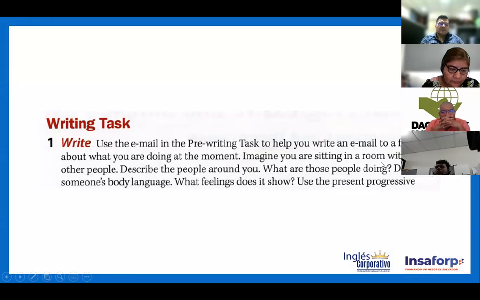And imagine you're sitting in a room with other people. Van a describir lo que está a su alrededor. What are those people doing? Describe somebody's body language, for example, los que ya vimos. What feelings does it show? Por ejemplo, ¿qué sentimientos, qué emociones son las que muestra? Is he bored? Is he sad? Is he happy? Etc. So do you have questions?